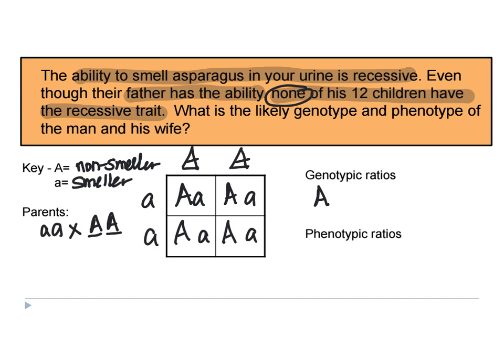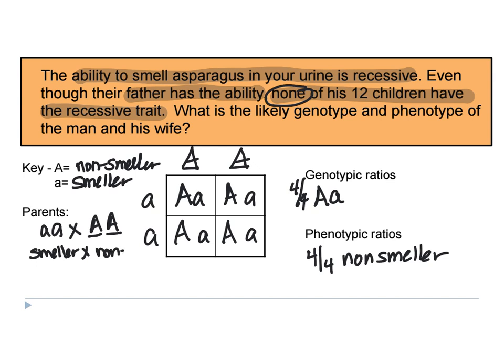So that would mean that every single one of the offspring, 4 out of 4 of them, would be a heterozygous genotype. It also means that 4 out of 4 of the offspring will be non-smellers, and that is consistent with what we see in the problem. Now, the only other thing that we need to do to complete this problem, since we have the genotypes of our parents, is to write their phenotype. We know that dad is a smeller, and we know that mom must be a non-smeller.